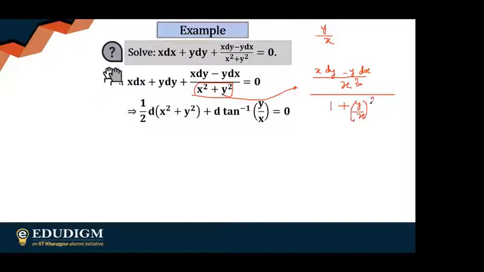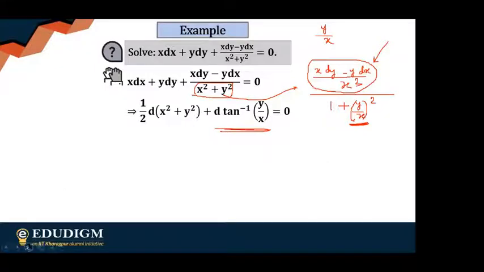Can you see the pattern now? This is very crucial. If I put this as z, look at this. If I put this as z, this is actually dz. So you have dz by 1 plus z square, which is actually tan inverse z. So this is the idea behind exact differential equations.